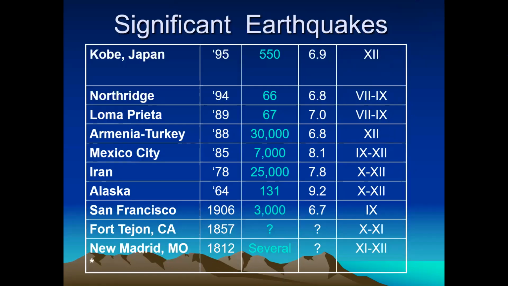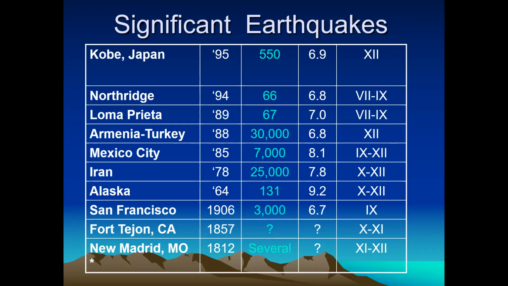Well, some significant earthquakes, just want to point out a few things here, like the Northridge quake. There were 66 people killed in the Northridge quake, and it was a 6.8. The damages, the Mercalli intensity was from a 7 to a 9. The Loma Prieta earthquake was a 7.0. There were 67 people killed.